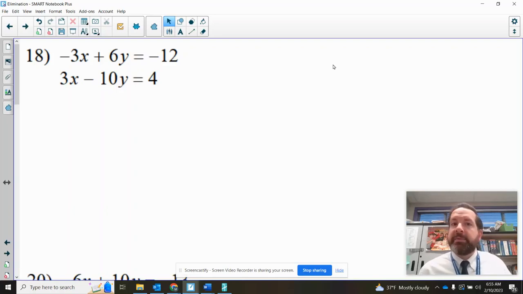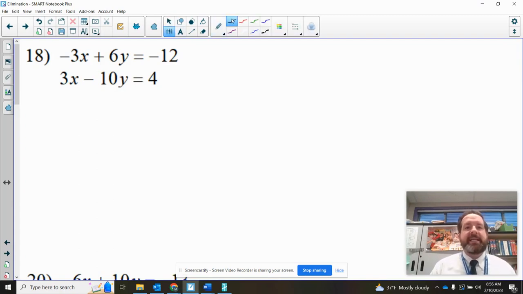Let's take a look at the even problems on your practice in case you are feeling stuck or just want to see some more examples. For number 18, I take a look and I notice right away, look at this. I've already got a set of opposites, negative 3x and positive 3x. So let's take the equations just as they are. No need to multiply anything this time.